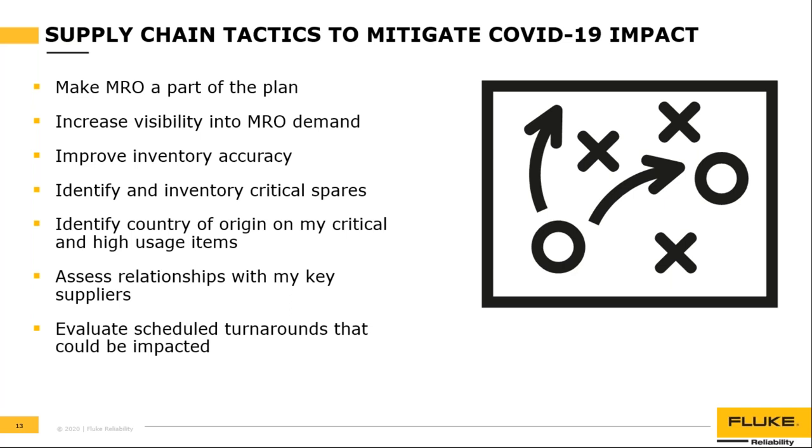The last bullet point here is really around evaluating scheduled maintenance, and really trying to plan further and further out, and that rolls up to some of those points above about demand. The more foresight, the more you can see down the horizon, the better off you're going to be to make sure you have what you need.